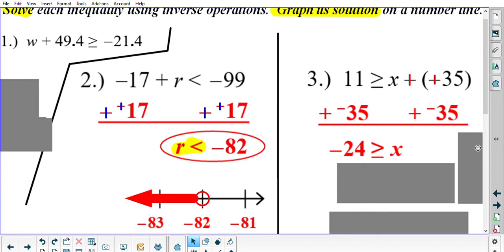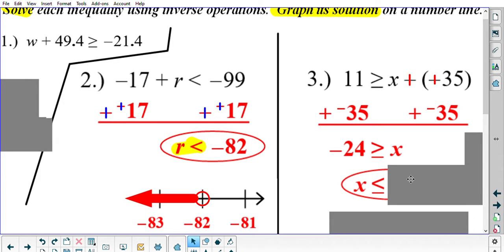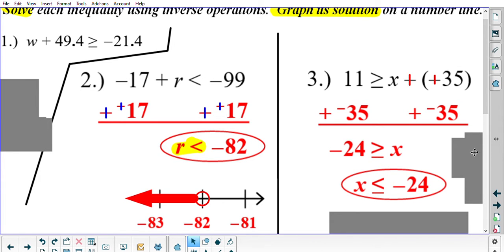Now, did you remember the advice I gave you on the first page? We do not want to have the variable on the right-hand side. Because I'm telling you, kids who leave the variable on that side, most of the time they end up graphing the wrong way because they don't even really know what their answer means. It's important to me that you know what this answer means. So here's what it means. If negative 24 is greater than or equal to x, then that means x is less than or equal to negative 24. And I want you to write it that way.